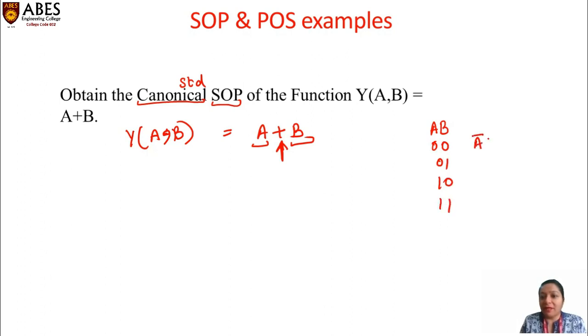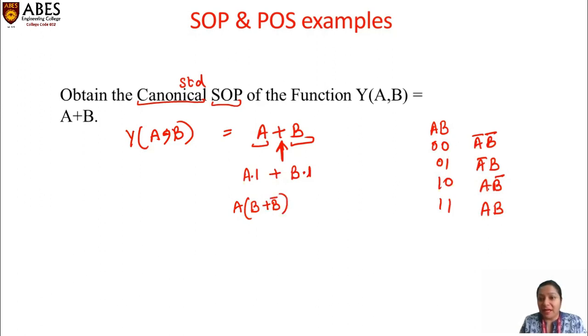So min terms can be A bar B bar, A bar B, A B bar, and A B. But here we have been given the product term as only a single variable. So what we can write is A dot 1 plus B dot 1. Now in place of 1, we can get B or B bar. As you can see, with A, B bar can also come, and with A, B can also form the min term.